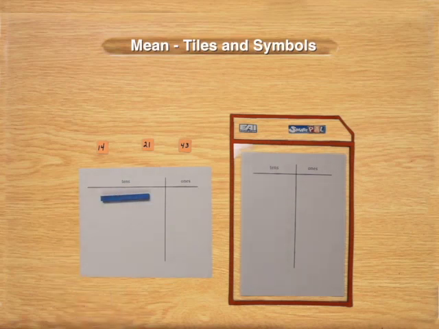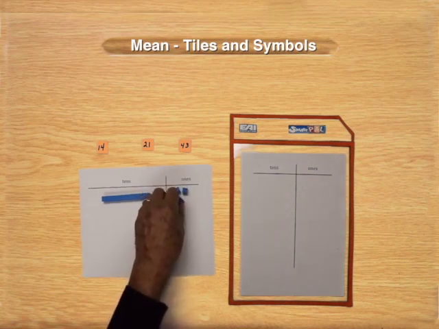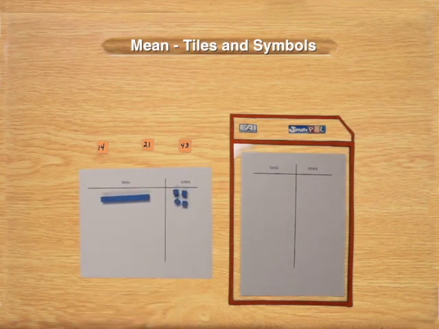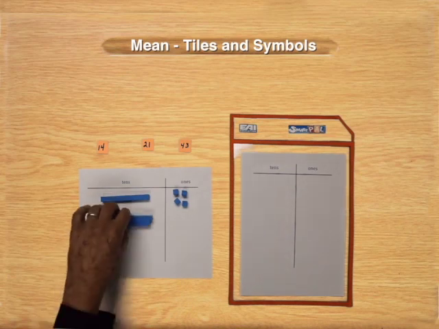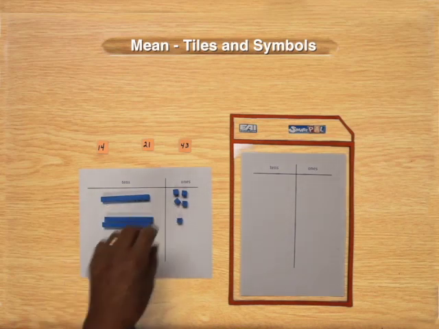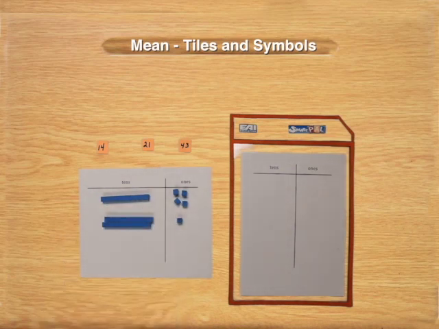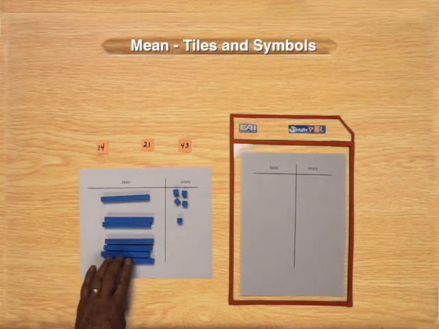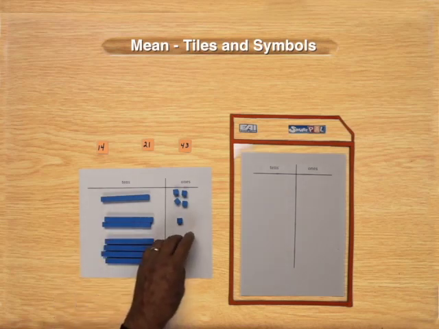So the 14 will be represented by 1 ten and 4 ones. The 21 will be represented by 2 tens and 1 one. And the 43 will be represented by 4 tens and 3 ones.